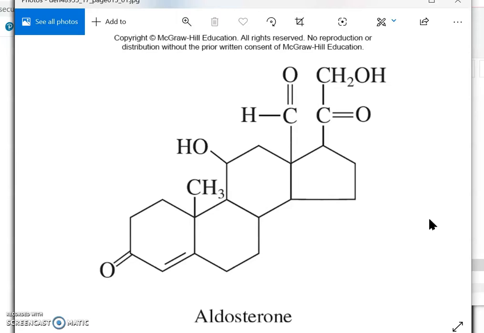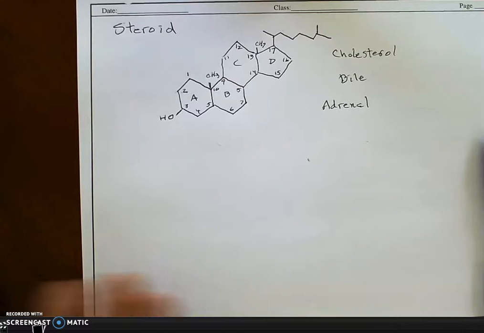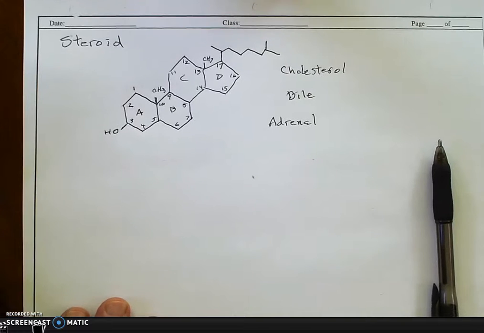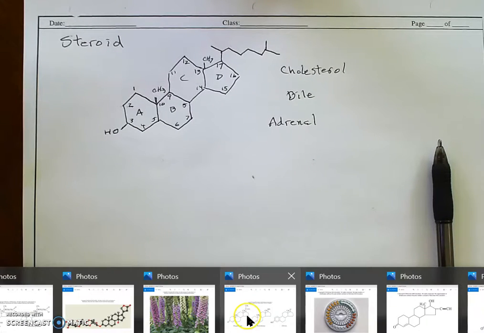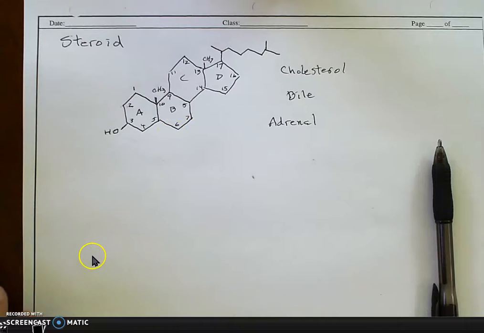Okay, so that is what I have for you about steroids. And let me switch this view back over here. I hope that helps a little bit. There are probably some other things I should have said, but we do have some time limitations. All right, so that's going to be it.